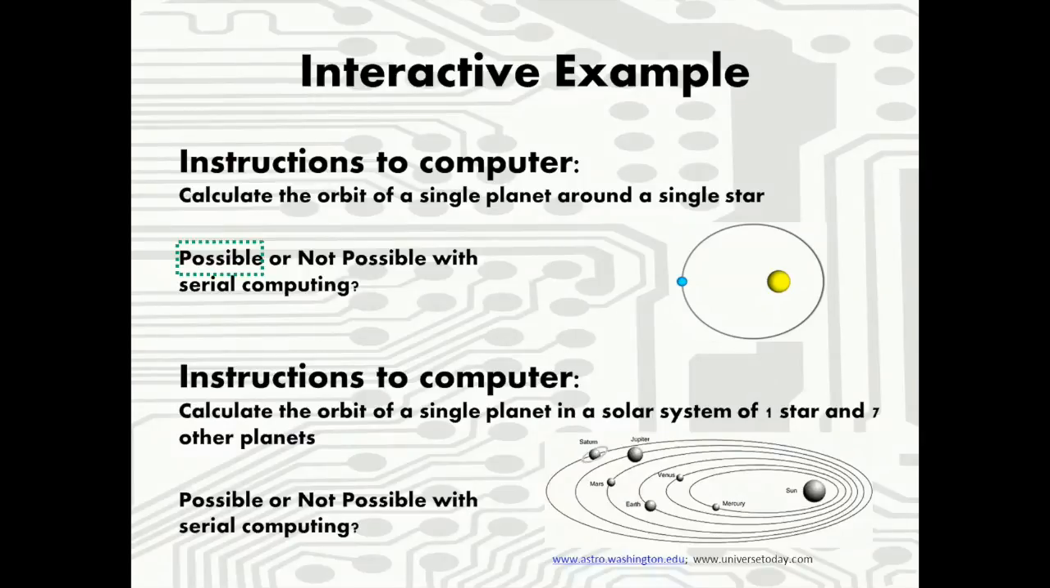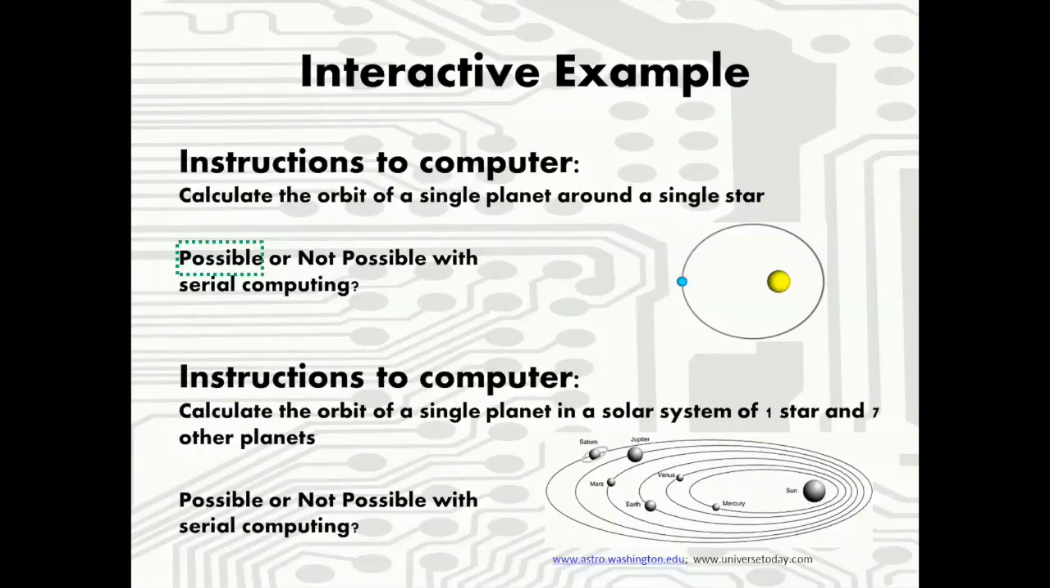If you said this was possible, you're correct. It's possible for serial computation to solve this problem because a single planet orbiting around a single star only involves one equation that needs to be solved at a time. This is Newton's laws of gravity, of course.